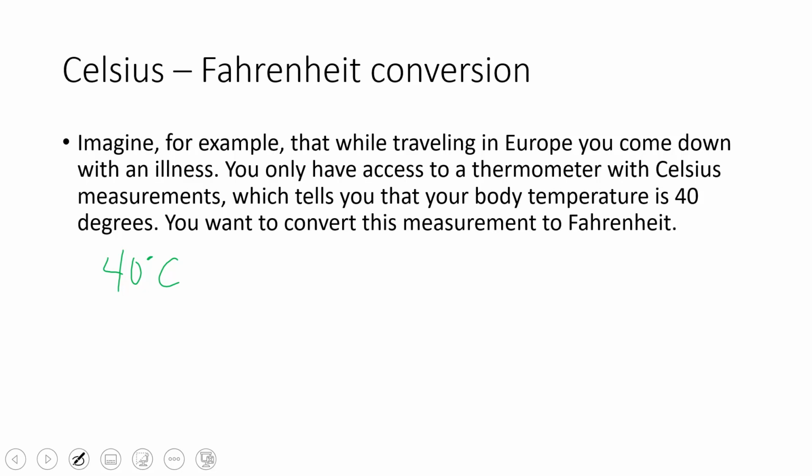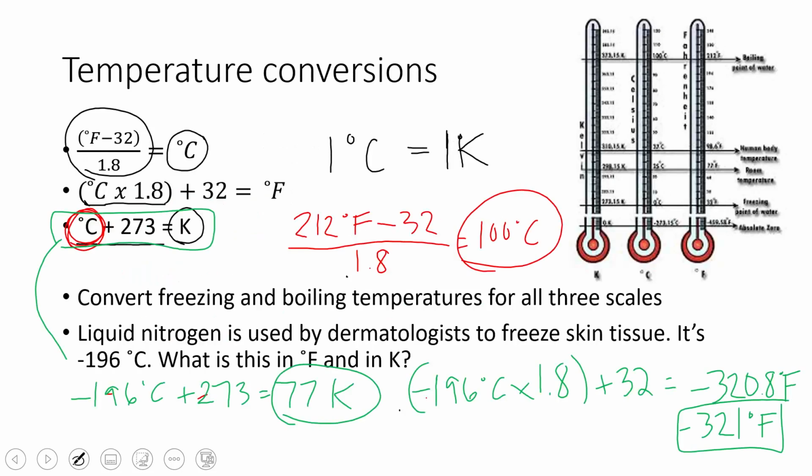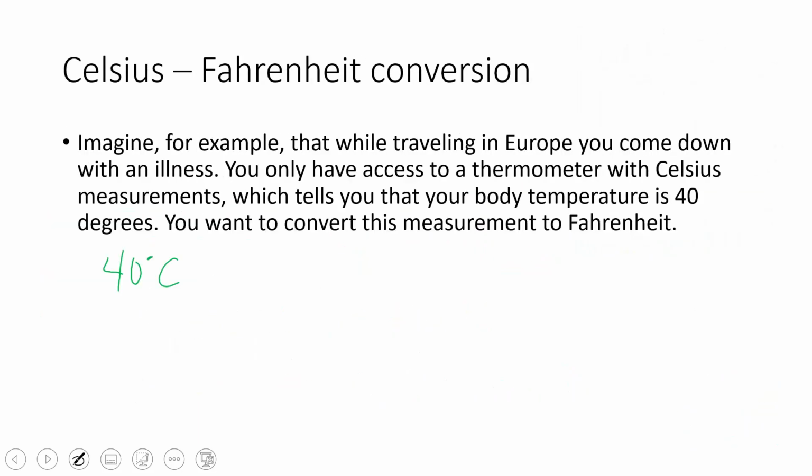So we're going to refer back to our equation here. Celsius times 1.8 plus 32. So 40 times 1.8 to get 72, plus 32, you have a temperature of 104 degrees Fahrenheit, which is not a good temperature since 98.6 is normal.